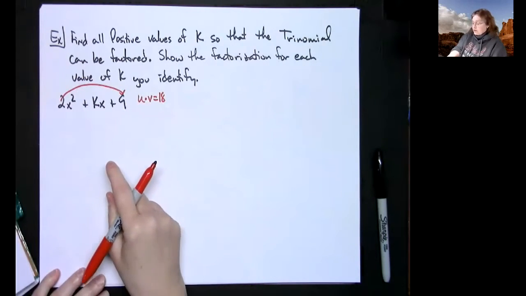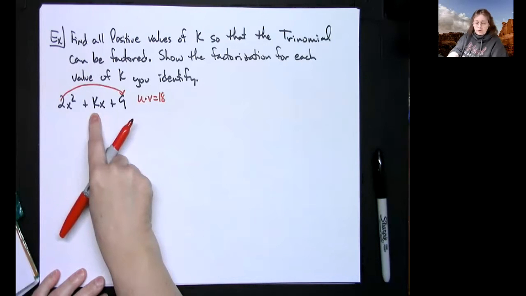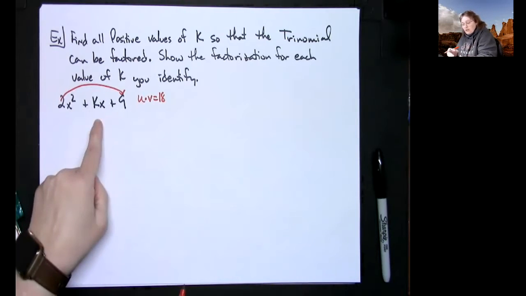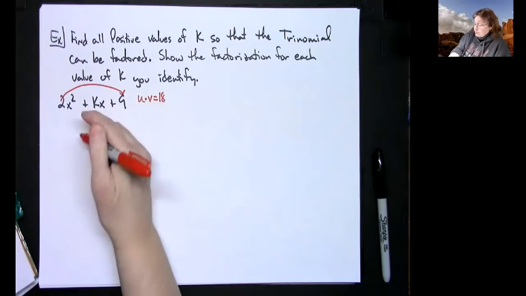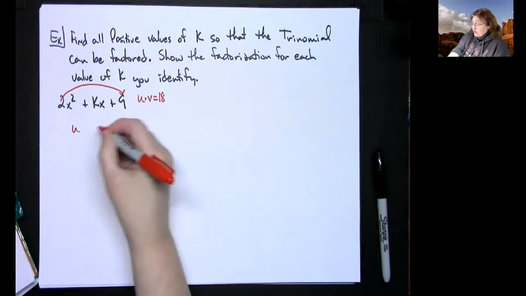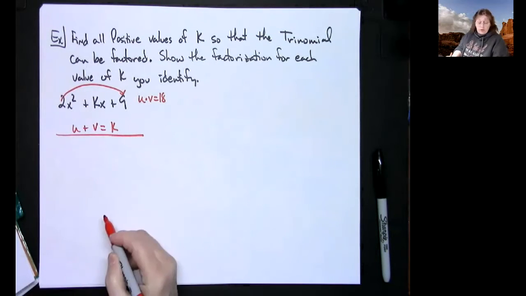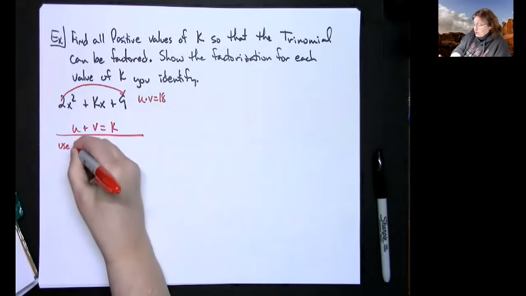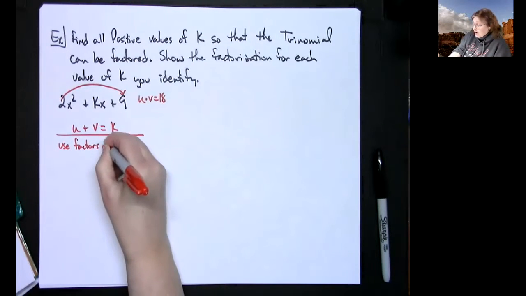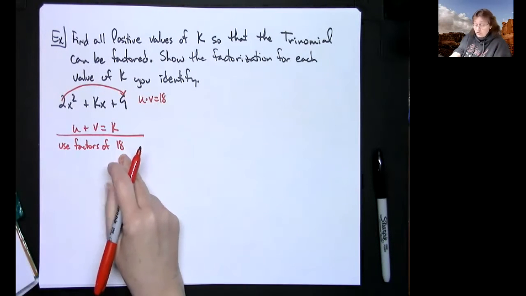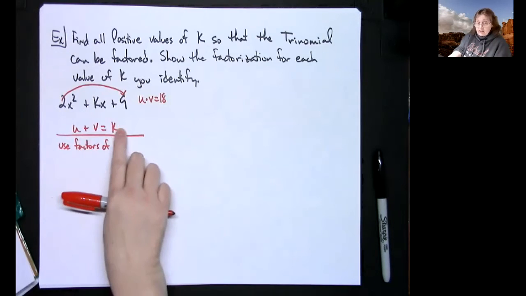Now what I have to think is, how do I get that k? Under normal circumstances, when I'm doing the foiling, I multiply the inside numbers and the outside numbers and then add them up. So I've got an addition to get to that middle term. Think of it as u and v: u plus v has got to equal my k. So I need all my factors of 18, because I did the slide there, and I'm going to add them up to get a k.